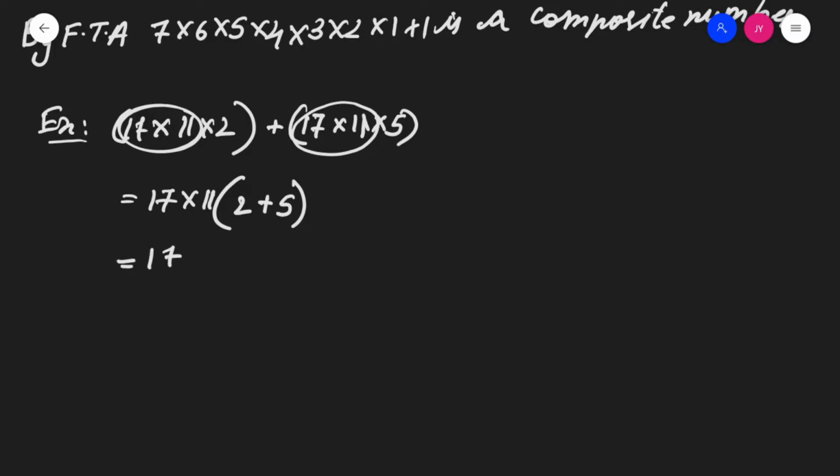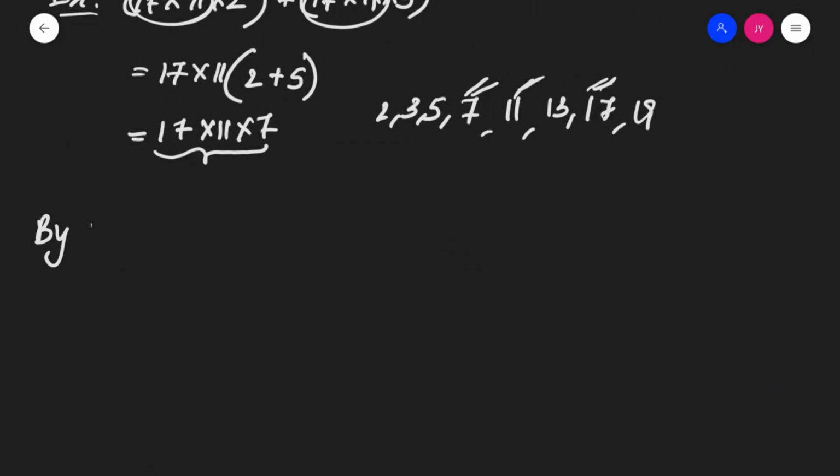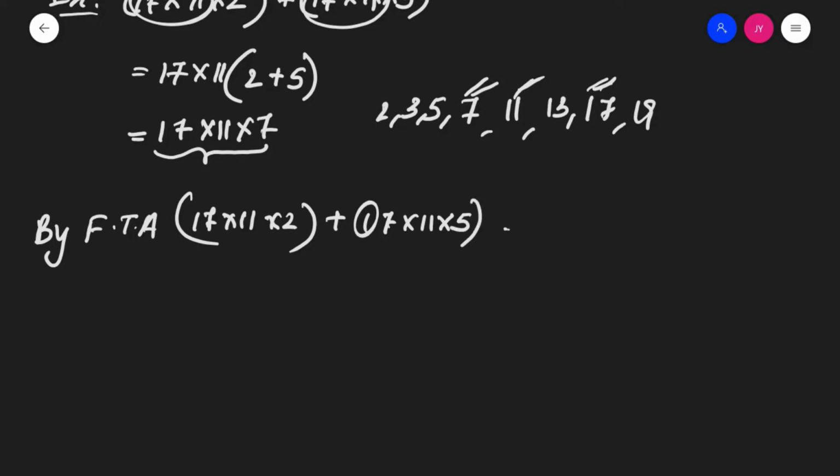What is 2 plus 5? 2 plus 5 is 7. So 17, 11, 7 are prime numbers. See, 2, 3, 5, 7, 11, 13, 17, 19. So these three are prime numbers. So again, by the fundamental theorem of arithmetic, 17 into 11 into 2 plus 17 into 11 into 5 is a composite number.